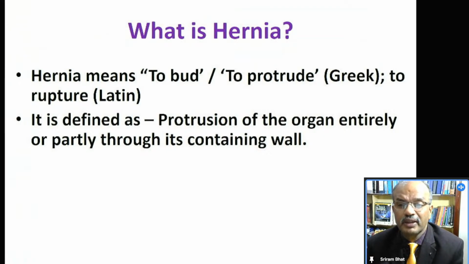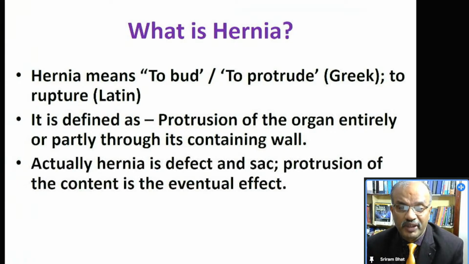Whenever there is a defect, it can occur. Here, in inguinal hernia, it is a defect in the posterior wall of the inguinal canal or through the internal ring, depending on different situations, which I am going to discuss. So, protrusion of the organ entirely or partly through its containing wall. That is the gross definition of hernia as such. This is a point which you have to always remember.